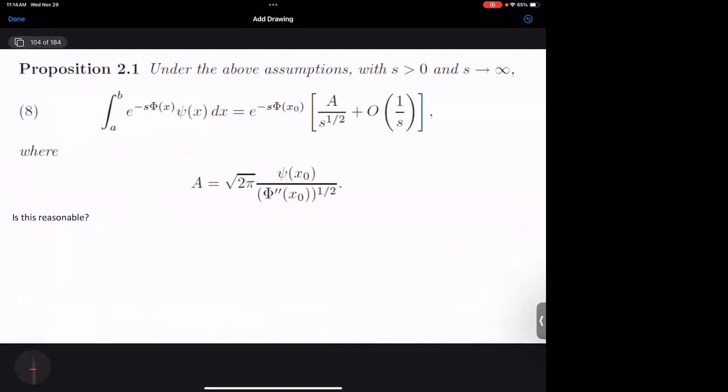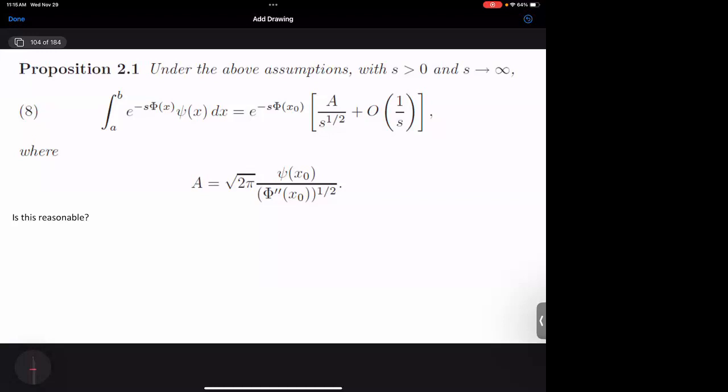Okay, so here is the theorem. Under the above assumptions, and whatever else we need, when we look at this integral, it's equal to e to the negative s phi of x naught times A over the square root of s plus an error of size big O of 1 over s. This just means that there's some universal constant such that the error is at most that constant divided by s as s goes to infinity. And A is the square root of 2 pi, c of x naught over phi double prime of x naught, to the 1/2. Okay?